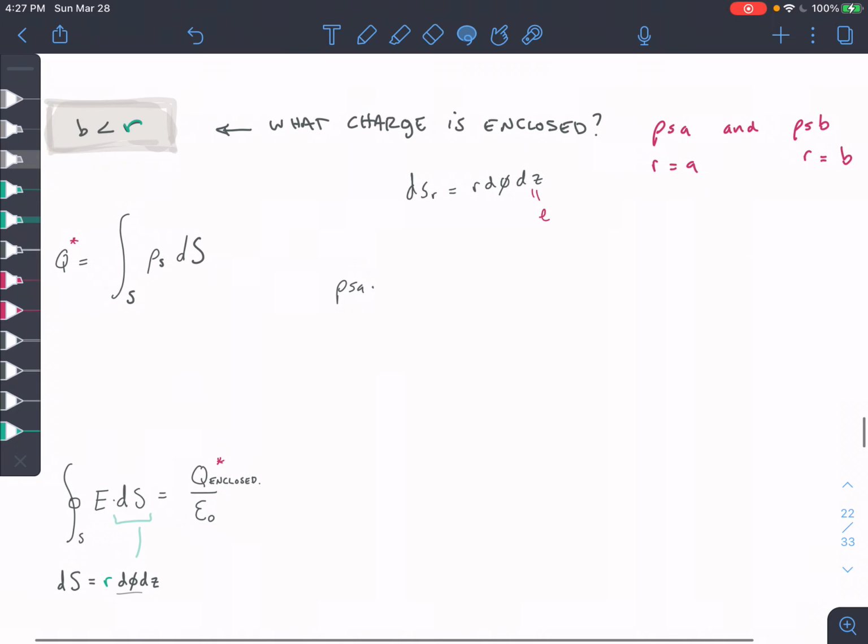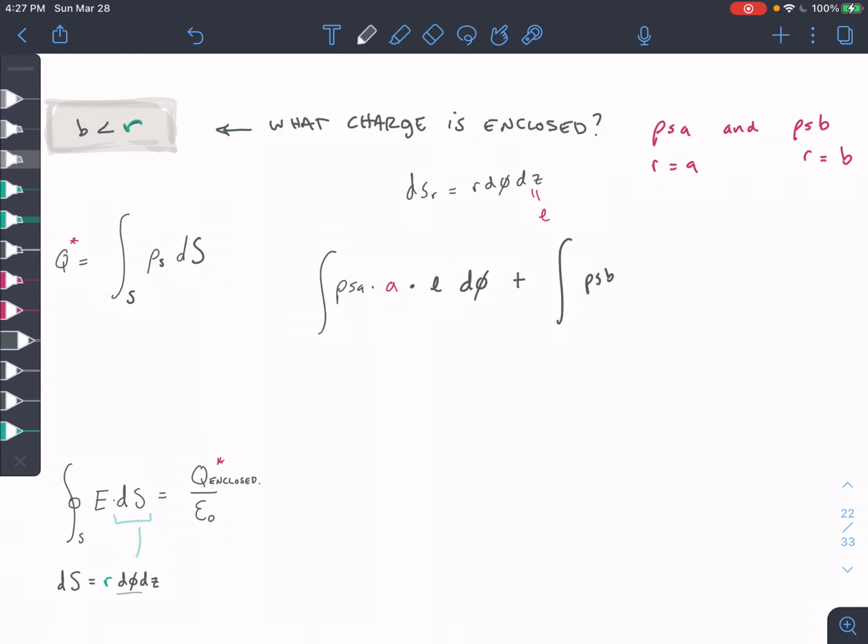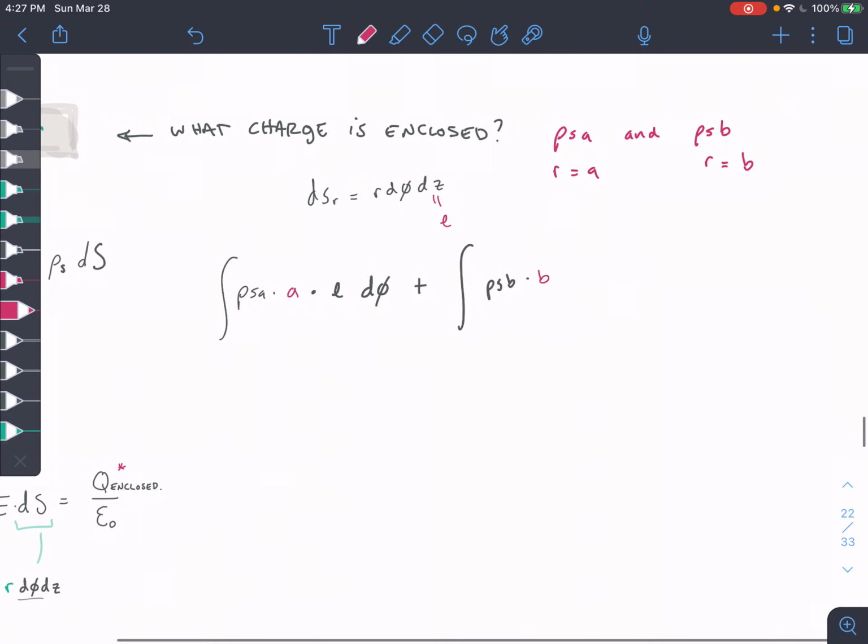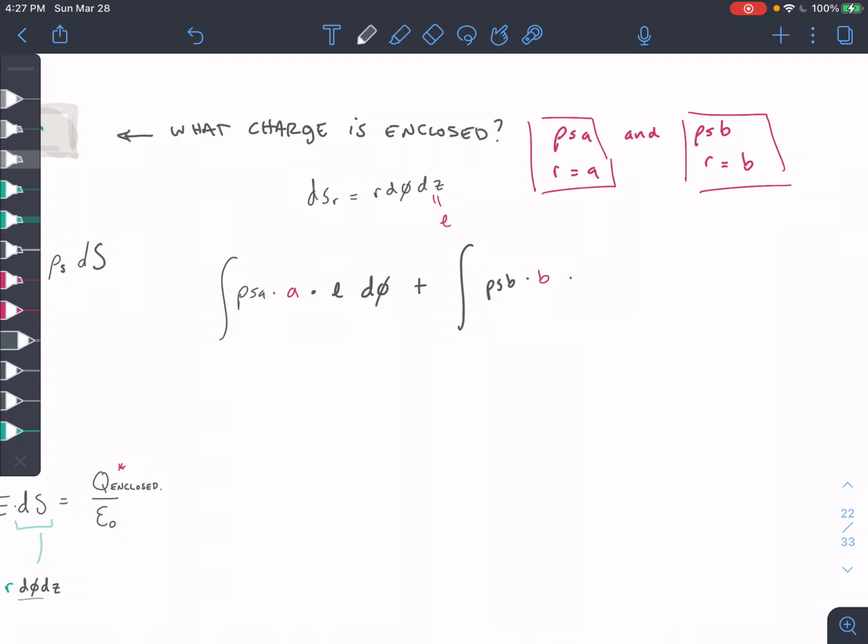So we're finding the integral here: PSA times its respective radius, which is A, times this L, and then d phi. Then we're going to add PSB multiplied by its radius B, the respective radii of where those surfaces are, times this L, because we decided to model it that way, and then d phi.